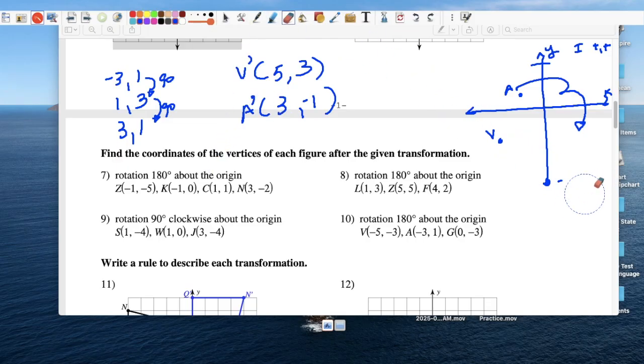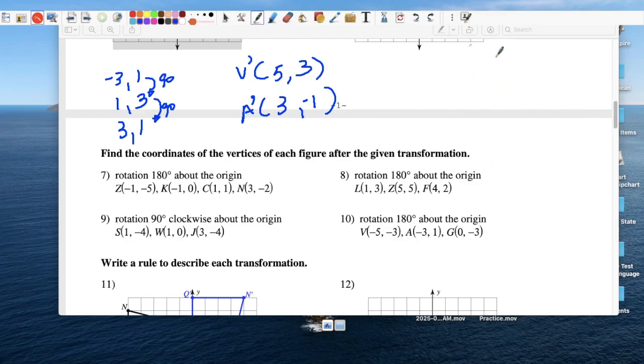Then we finally have G. All right, so let's do G. Where's G? G is 0 and -3, which is right here. So G is going to travel across 2 axes. 180 would mean he goes from this axis to here, and then from here he's going to go to there, right? So he's going to be over here.